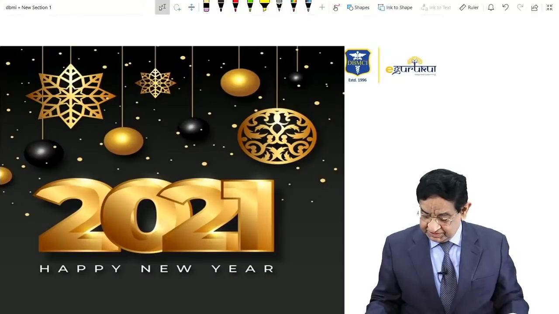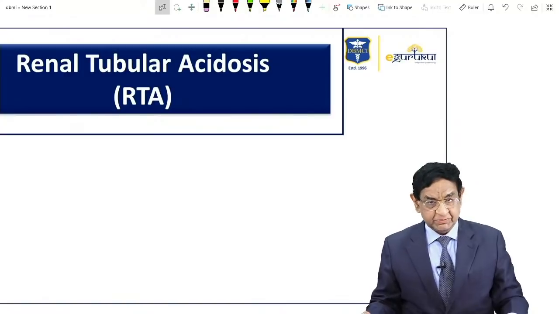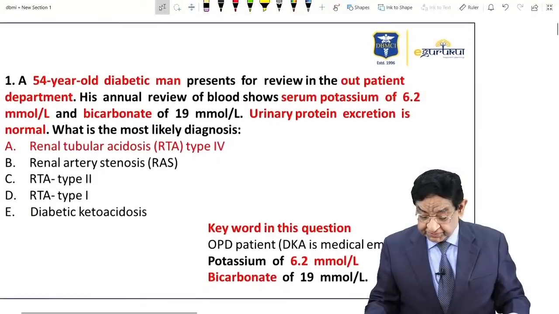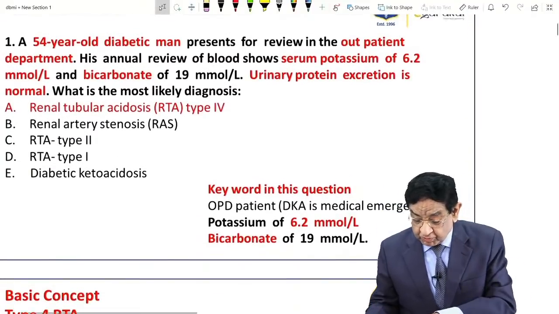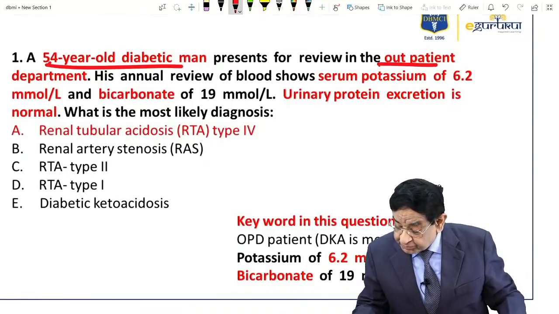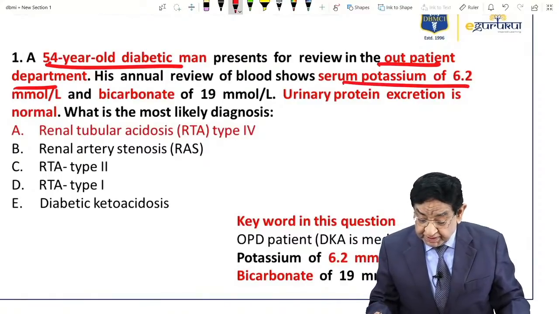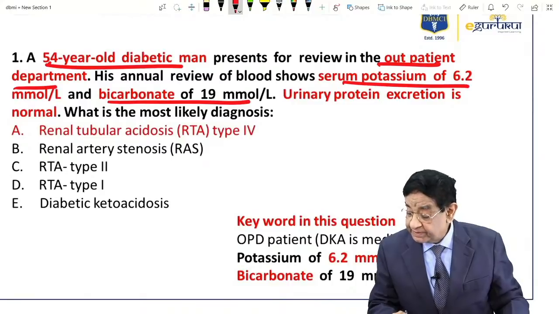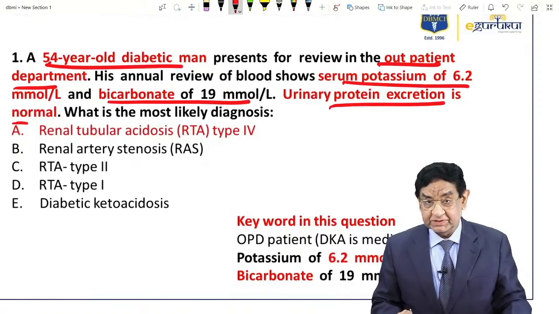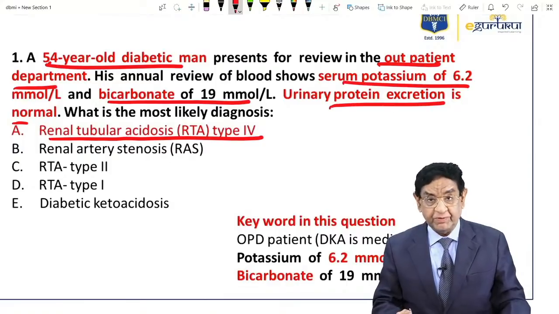With this, we start with the topic of renal tubular acidosis. Okay. Well, we have a question for you. A 54-year-old diabetic male comes to you in the OPD, and his potassium is 6.2 millimole, bicarb is 19. Urinary protein excretion is normal. What is the most likely diagnosis? The answer to this question is renal tubular acidosis type 4.